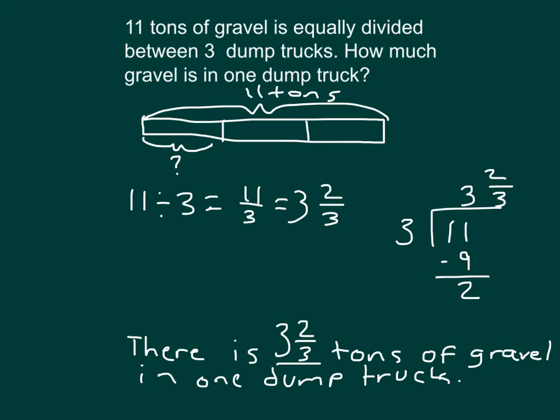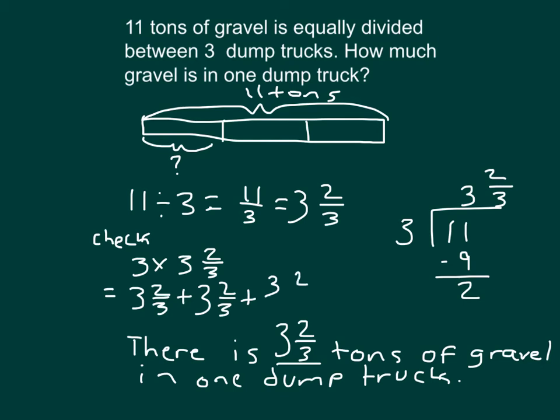Now, if we ran our check for this, it would have been 3 of those dump trucks with 3 and 2 thirds tons of gravel within each. Let's see if this works. Express it as repeated addition: 3 and 2 thirds plus 3 and 2 thirds plus 3 and 2 thirds. With our whole numbers, 3 plus 3 plus 3 is 9 wholes. And then we have our fractional parts, 2 thirds plus 2 thirds plus 2 thirds. That is 6 thirds. So 9 plus 6 thirds.